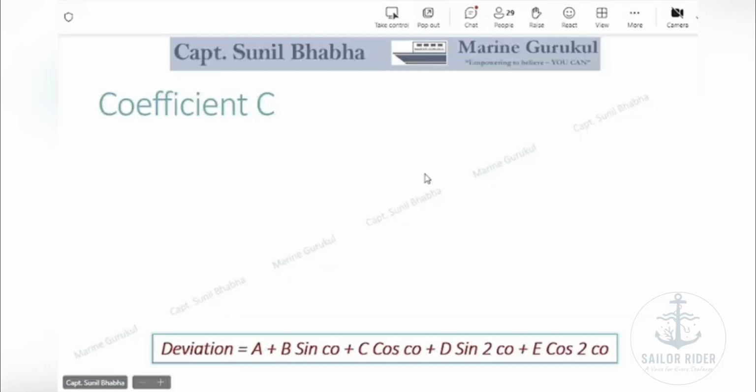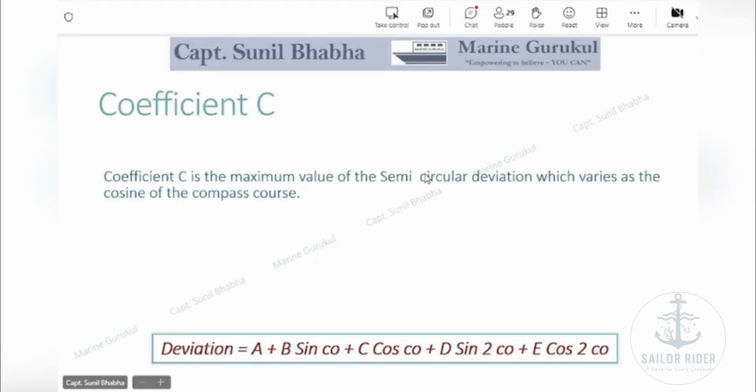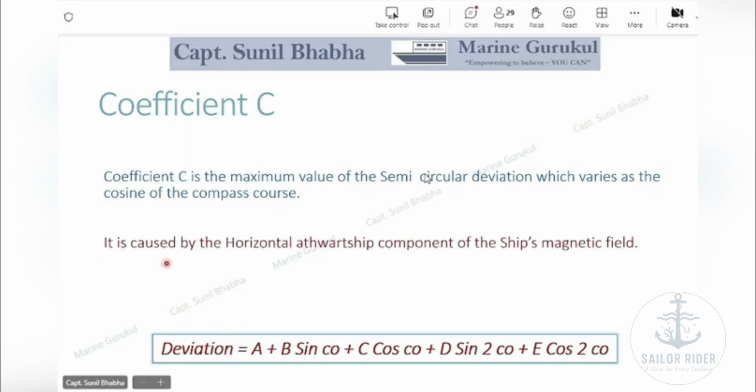Now let's move on to our next coefficient, which is coefficient C. Coefficient C is the maximum value of the semicircular deviation, which varies as the cosine of the compass course. It is caused by the horizontal Athwartship component of the ship's magnetic field.